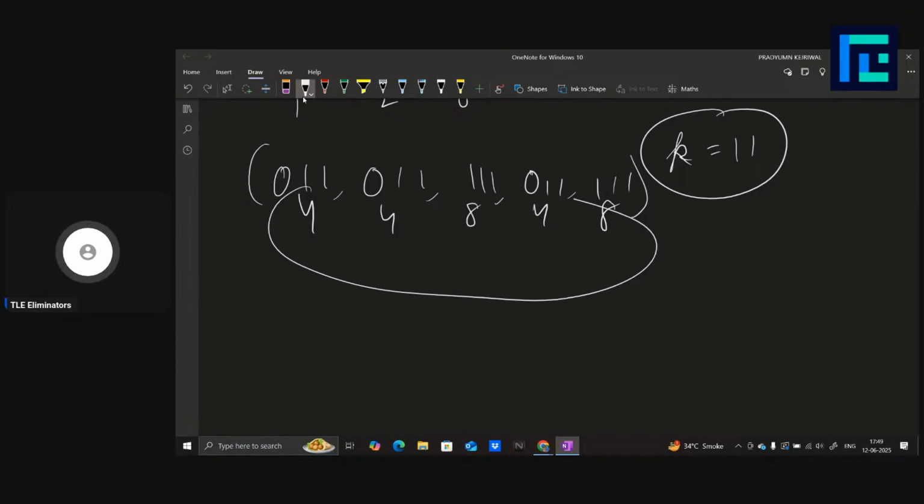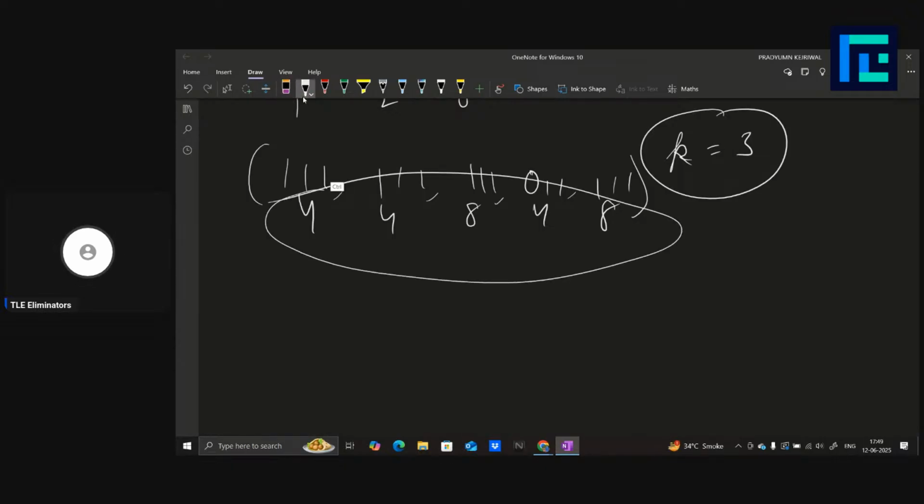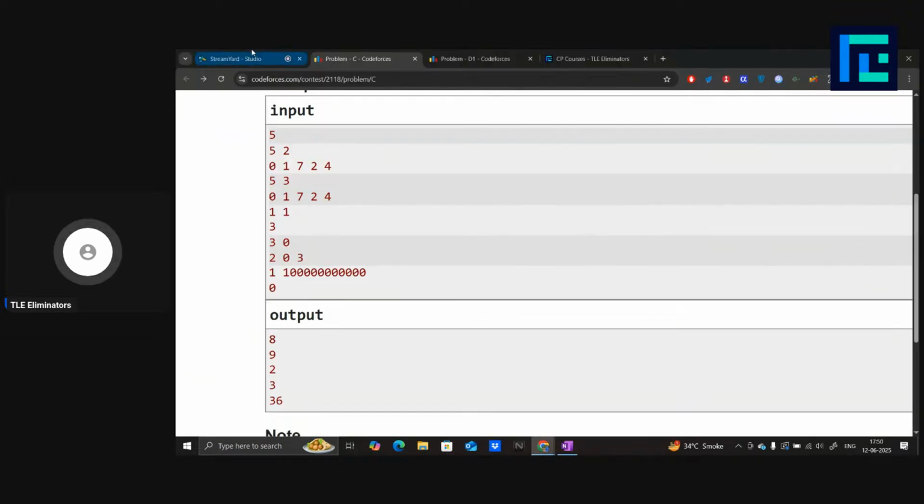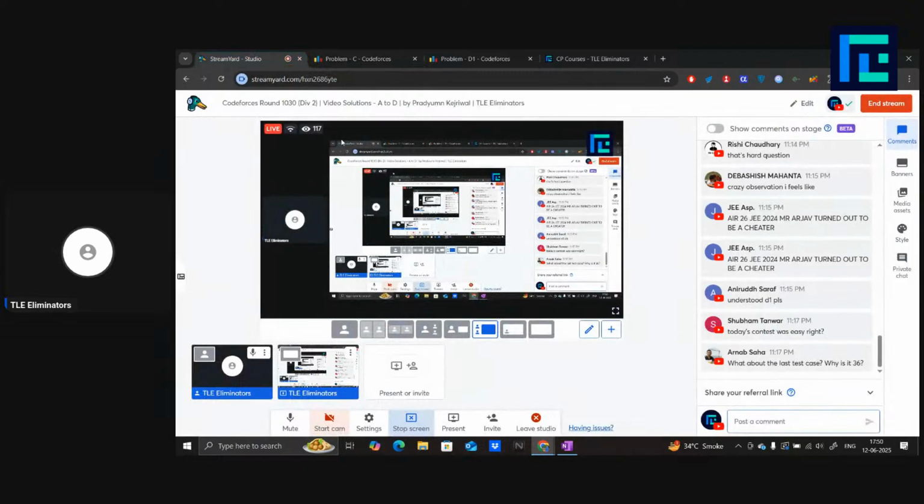And now we have 4s and 8s. So what we can do is we can do two 4s, right? So we can do this 111 and 111, and now our k becomes equal to 3. And now we cannot do any more. So our answer will just be 3 plus 3 is 6, plus 3 is 9, plus 2 is 11, and plus 3 is 14. So 14 is the answer. All right. So that's how you can really just do it.